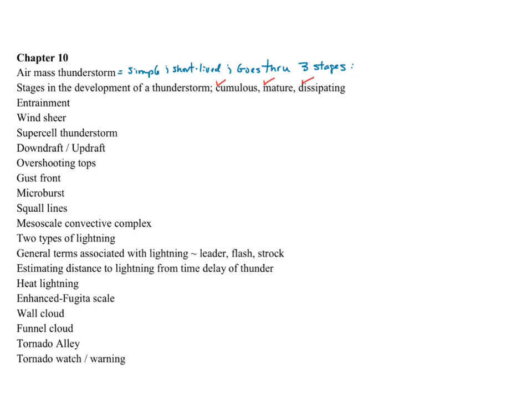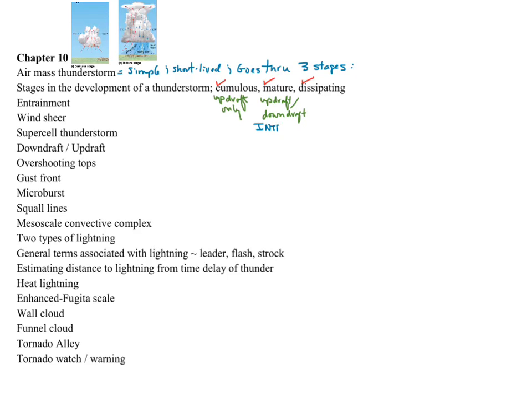With regard to those 3 stages, you're going to want to generally know that the cumulus stage has an updraft, the mature stage has an updraft and a downdraft, and that's when you get your severe weather. And the dissipating stage has only a downdraft. So those are the 3 stages of a simple air mass thunderstorm. Those are also the 3 stages of a thunderstorm cell that's a supercell, or these different thunderstorm cells that might be part of a squall line or mesoscale convective complex.